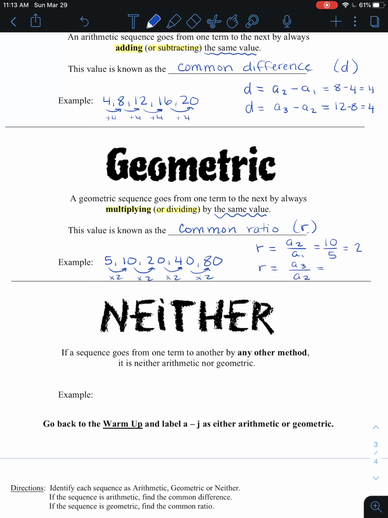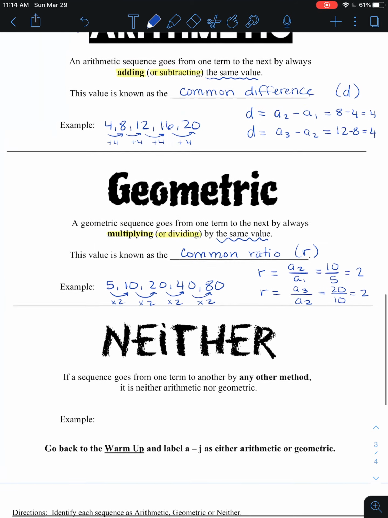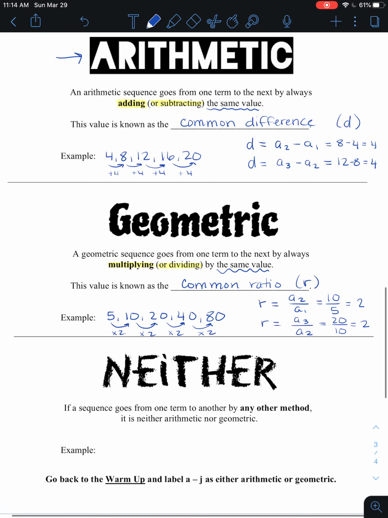If I took the third term and divided it by the second term, I'm going to get 20 divided by 10, which is 2. Now, because that number is going to come out the same each time, we're taking a ratio, or dividing our terms. That's why we call it the common ratio, and that's what we have when we have a geometric sequence.